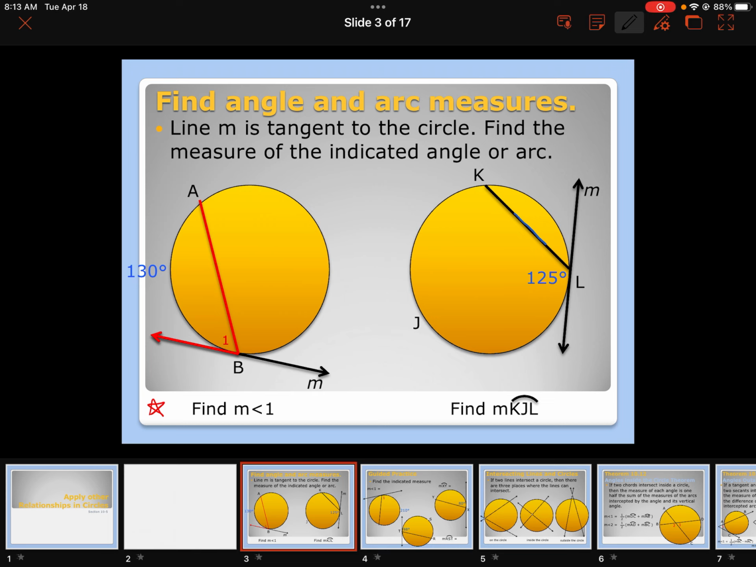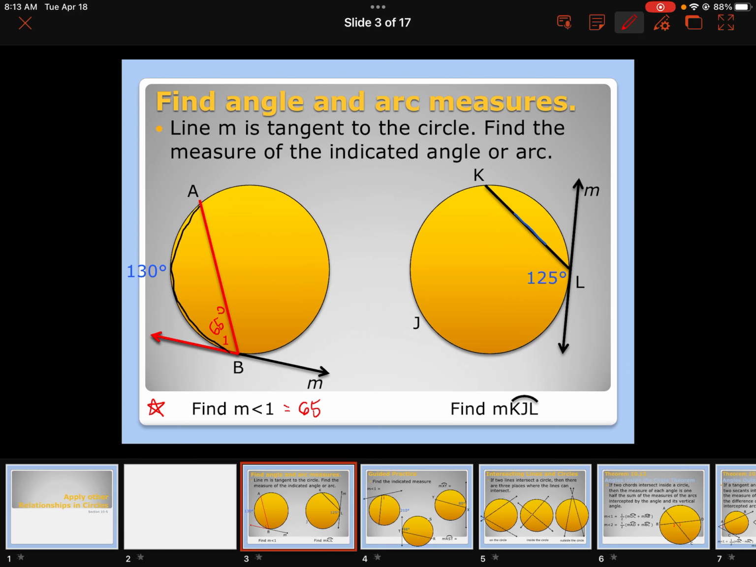So in this first example, we're looking for the measure of angle 1. That's that red inscribed angle. This black intercepted arc is 130 degrees. So that red angle is going to be half of that. So we'll call it 65.